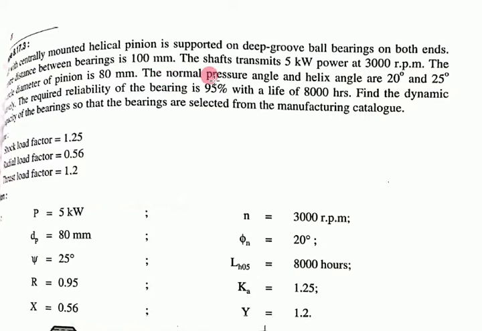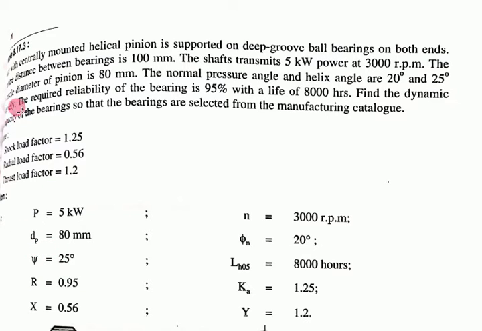Then the normal pressure angle of the helix and the helix angle, that is phi and psi. So normal pressure angle and helix angle. Okay, so you have almost done the design of gears, right? So you know these terms: what is phi n, that is the pressure angle, then psi, that is the helix angle. So you know about this, right?